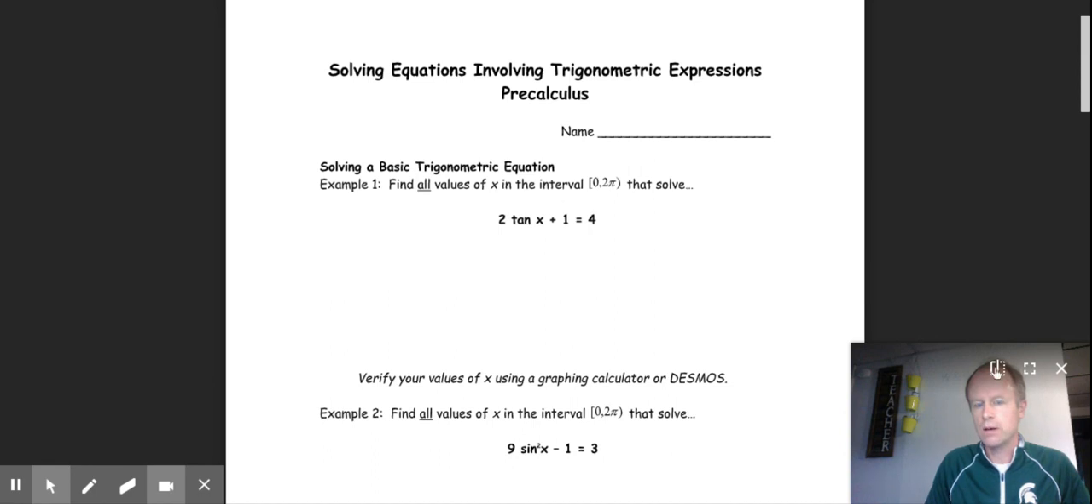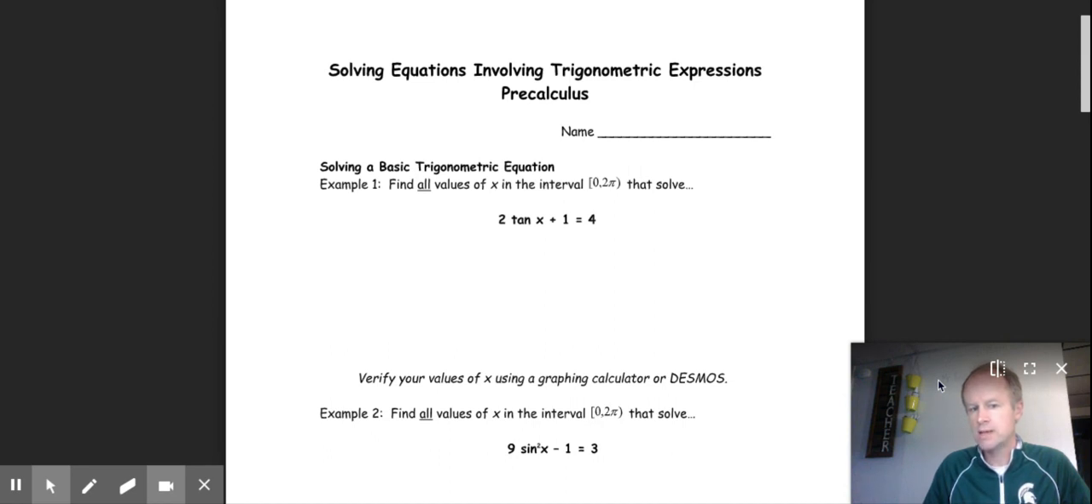We're going to start with a fairly basic equation. If you take a look at example 1, it says find all values of x in the interval 0 to 2 pi that solve 2 tan of x plus 1 equals 4. One thing to keep in mind is we're looking for angle measures in radians. So all of our answers will be either a radian measure that's an exact value with pi, or it might also be a decimal. And remember, 2 pi is 6.28.